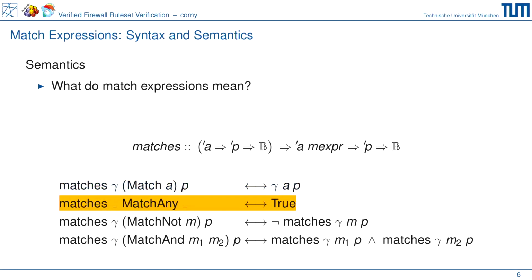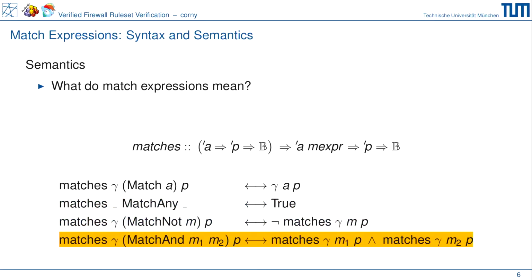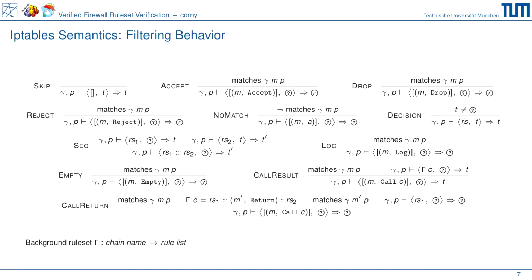Then the next rule, very straightforward: the match any match expression matches everything. Then we have match not, which means we negate our match expression, and the match and, you may already have guessed it, is just the conjunction of the two match expressions. So now we have defined syntax and semantics of match expressions, so we can match on packets. Now we only need to specify the filtering behavior of iptables. There it is, quite simple.